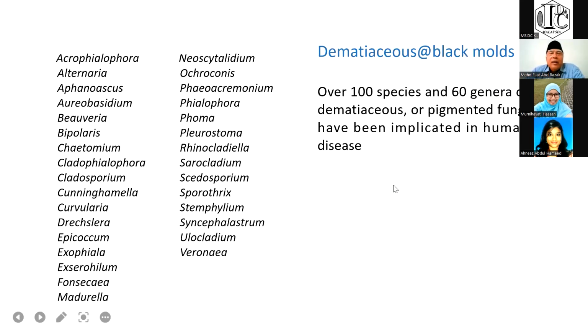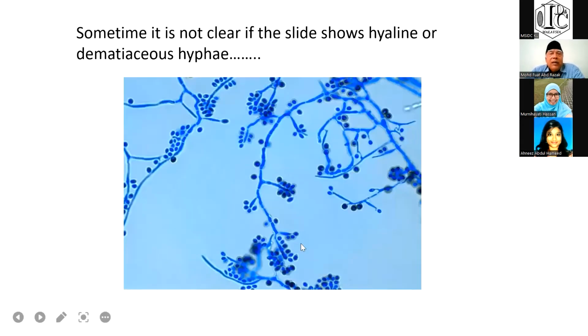Because if you can confirm the hypha is dematiaceous, then you are looking at a dematiaceous or black mold. There are over 100 species of dematiaceous molds implicated in human disease, and these 100 species are in 60 genera of mold. So these are some of the common dematiaceous black molds you can isolate from clinical specimens.